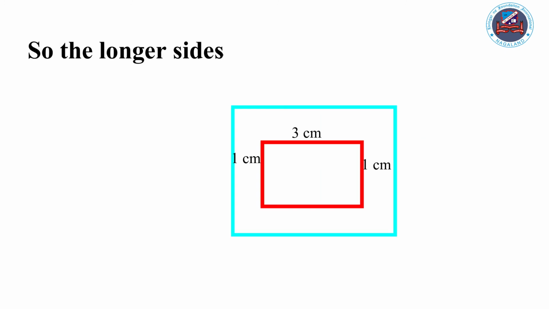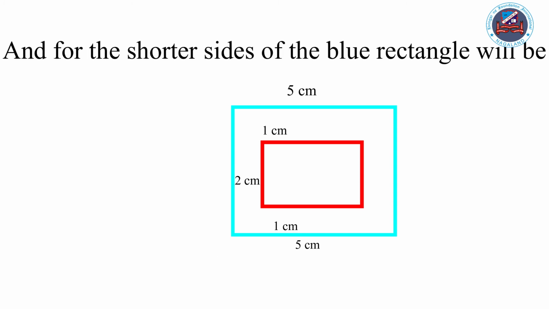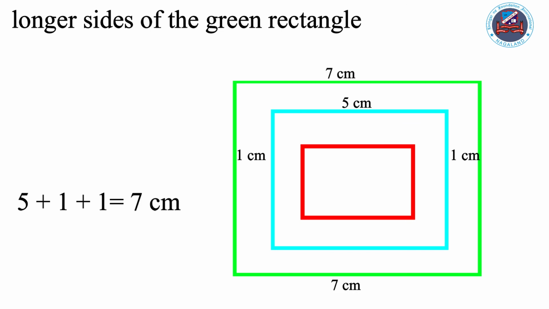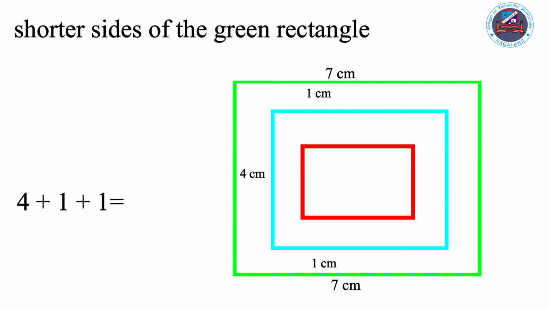So the longer side of the blue rectangle will be 3 plus 1 plus 1, that makes 5 centimeters, and the shorter sides will be 2 plus 1 plus 1, that makes 4 centimeters. The longer sides of the green rectangle will be 5 plus 1 plus 1, that makes 7 centimeters, and the shorter sides will be 4 plus 1 plus 1, that makes 6 centimeters.